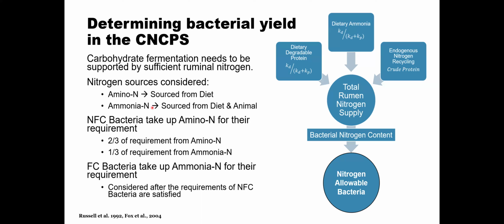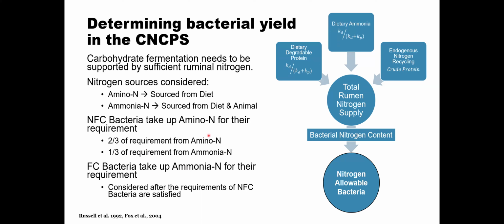But when we look at the rest of the system here, we've got our amino acid nitrogen, and we have our ammonia nitrogen, right? And the amino acid nitrogen is coming from the diet, the ammonia nitrogen is coming from the diet and the animal, back to peptides, back to endogenous things like that. The NFC bacteria, the amylolytic bacteria, take up amino acid nitrogen for their requirement. The way they operate, and this is their niche, they can move much faster than the fibrolytic bacteria. And in the presence of a lot of sugar or a lot of starch, they're going to work hard to outcompete those fiber bugs for resources.